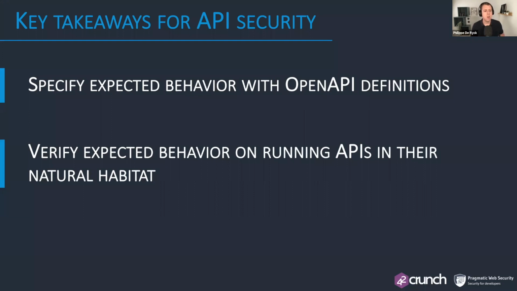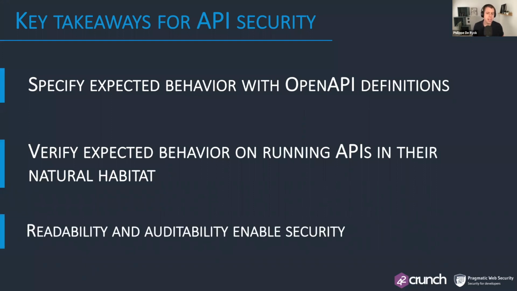And then finally, readability and auditability enable security. If your code is readable, if your endpoints are clearly saying what is supposed to happen, if you can easily audit that, it's going to be much easier to enable a secure system than if you have to figure out, like, is this handled implicitly? Yes, maybe, I don't know, and so on and so on. And that's part of what we talked about in this session here today.